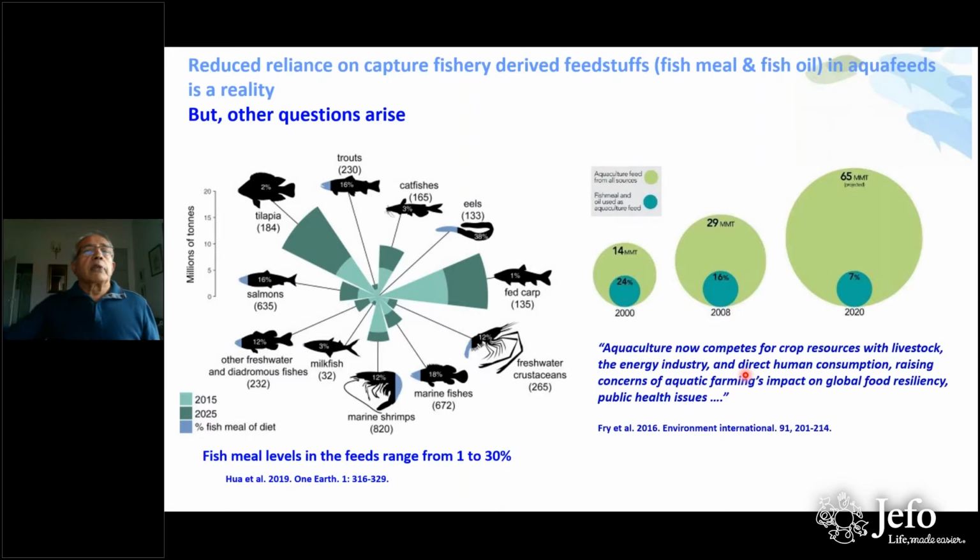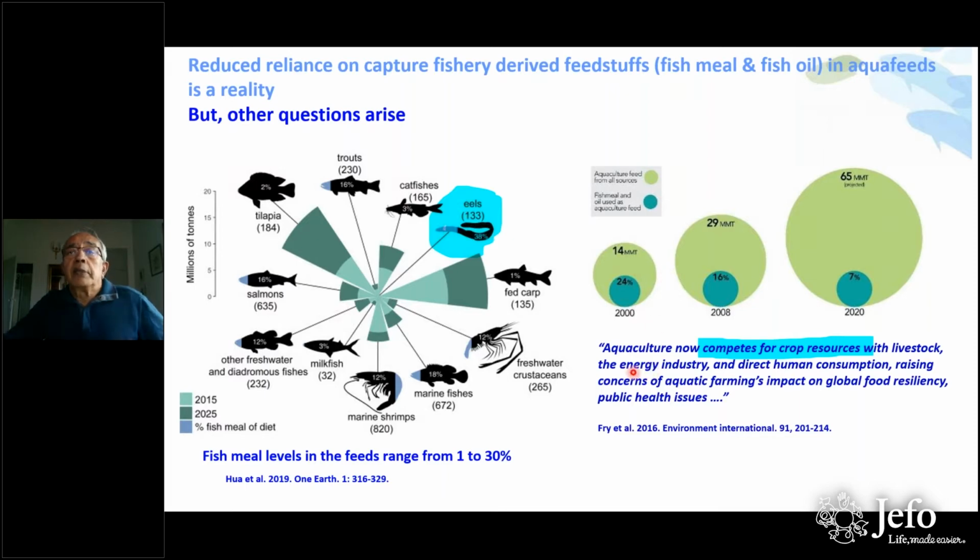This is a recent evaluation which was made by Dr. Hua from Australia on the amount of fish meal levels in the feeds, which can range from 1%, mainly in the carps, up to 30% in the eels, for instance. So there is a big range of differences, but the levels are relatively large, from 1 to 15% in the majority of fishes, except in exceptional cases like the eels, where you have 30%.